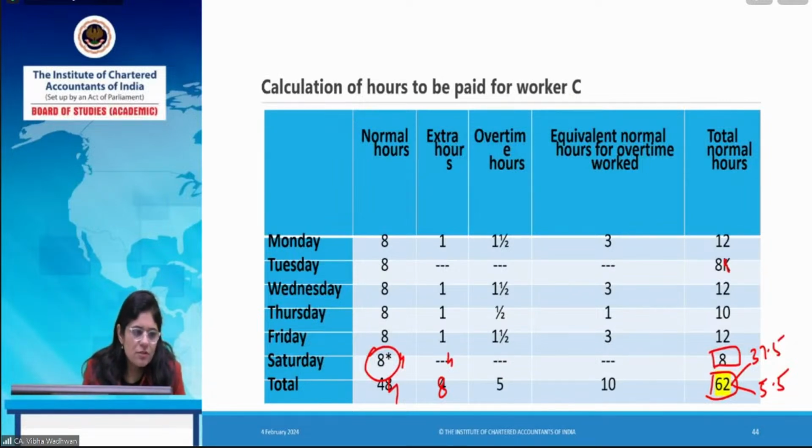Yes, of course, you have to pay overtime. DA also. See, DA is part of the basic only. Whenever you are paying overtime, you always pay overtime on basic plus DA. DA is paid for overtime also. That's why we are paying DA on the equivalent hours, the total hours. Both basic and overtime will be paid.